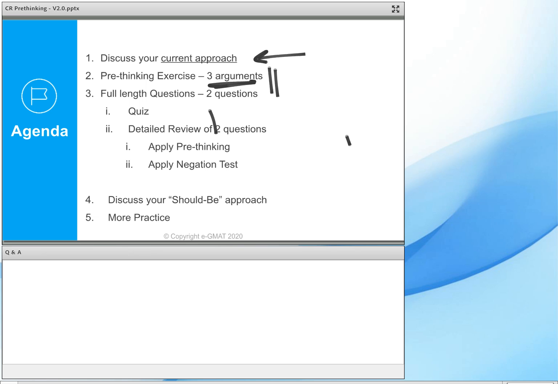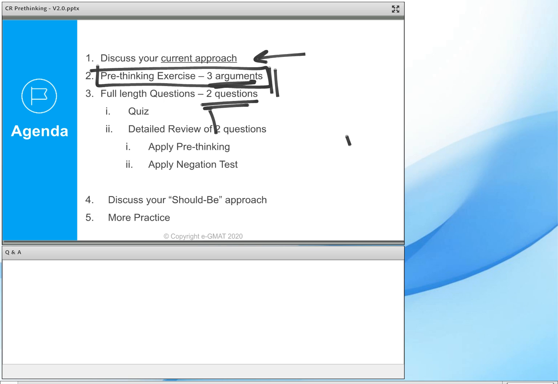So that's kind of the goal of this agenda item over here. Then by the end of that third question, each one of you should start to feel comfortable with that notion of pre-thinking, and we're going to then apply this on 2 very difficult questions. And these are very, very difficult questions. I tell you up front, these are probably the most challenging assumption questions that you're going to see. These are official questions, so these are not e-GMAT questions.